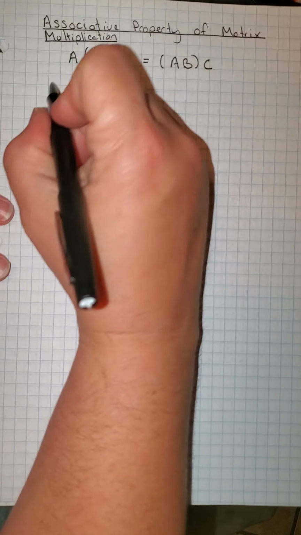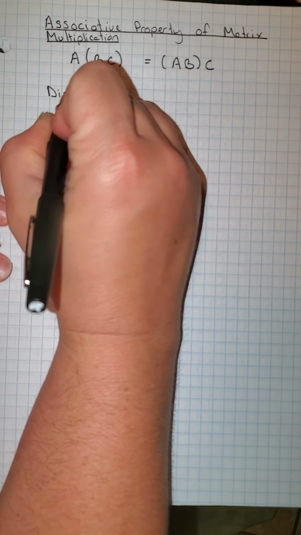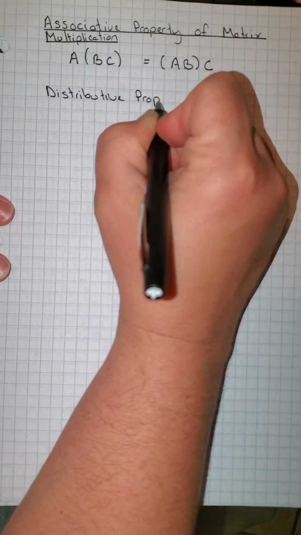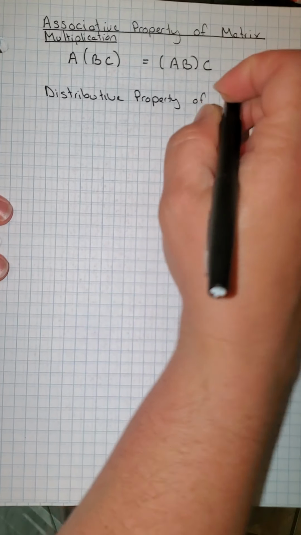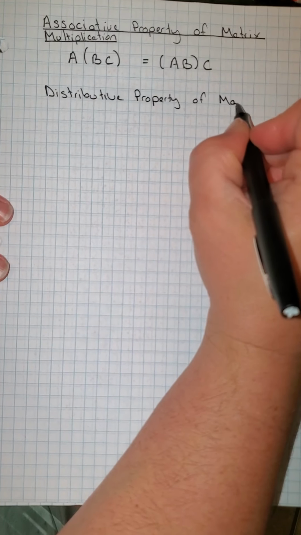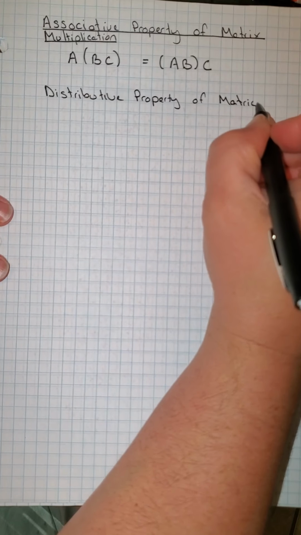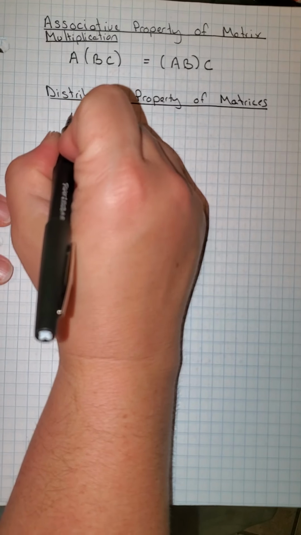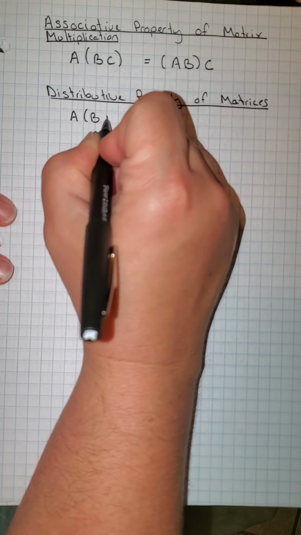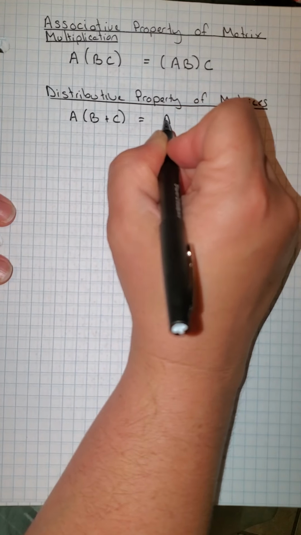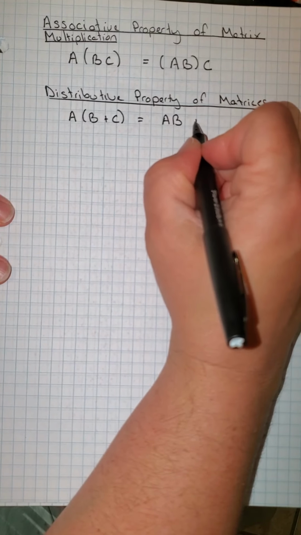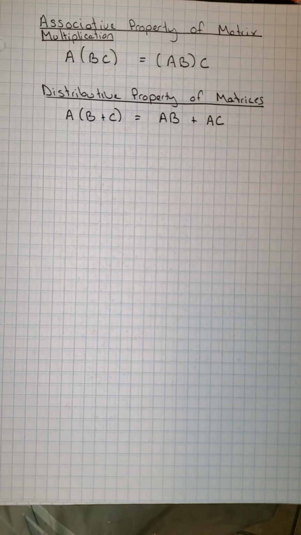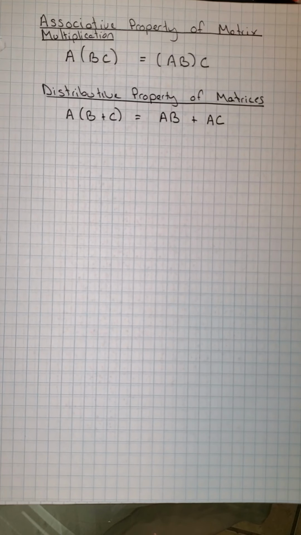And then the distributive property actually goes kind of hand in hand with that, but it works as well, of matrices. So if you have a matrix A on the outside and you're adding matrix B plus matrix C, that's the same thing as multiplying A times B and then adding A times C. The A does need to be in front for that because that matters with matrices.